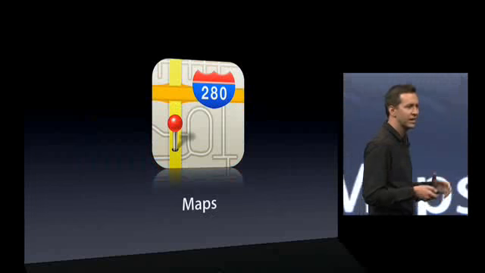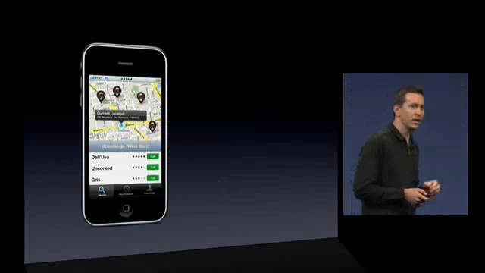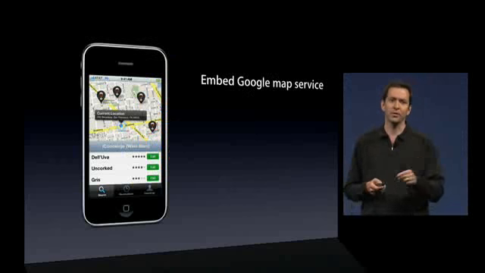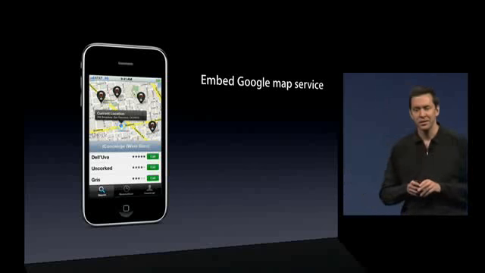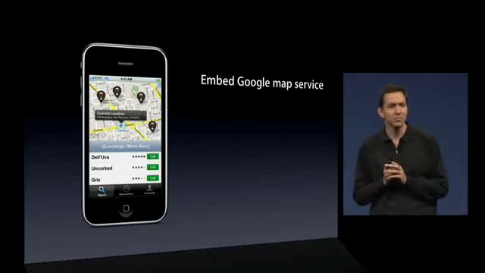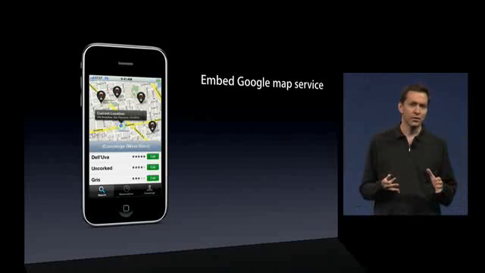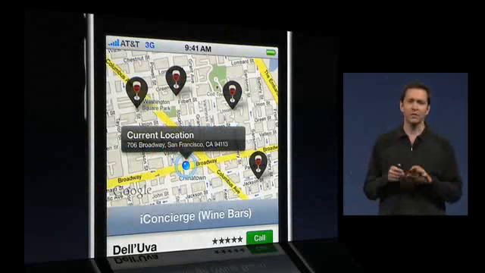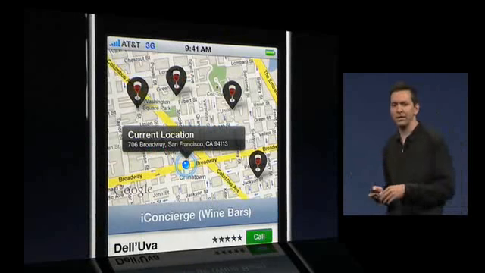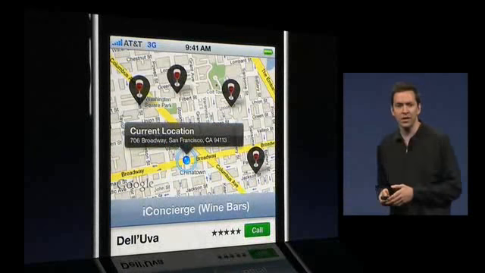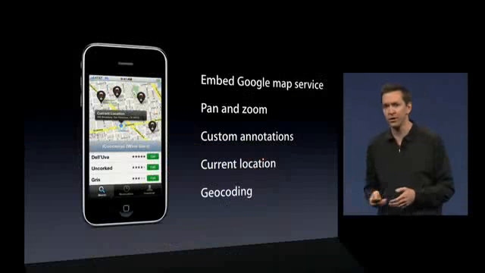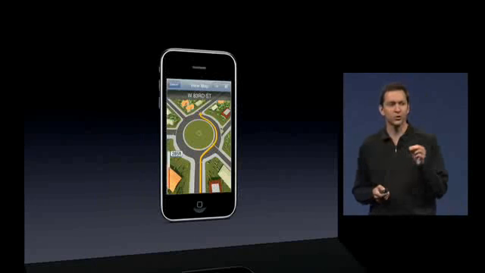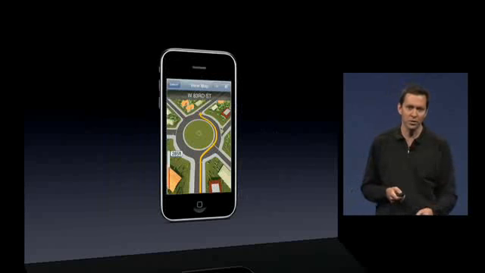We have built a Cocoa Touch control to allow you to embed the Google Maps service, including satellite and hybrid, right in your application. This control is really the heart of our map application that we ship as part of the phone. And that means you get everything you expect, like the ability to pan and zoom, to add custom annotations on top, to get your current location, to geocode, to reverse geocode. It's incredible. On top of this, we're allowing developers to build turn-by-turn direction applications using Core Location.